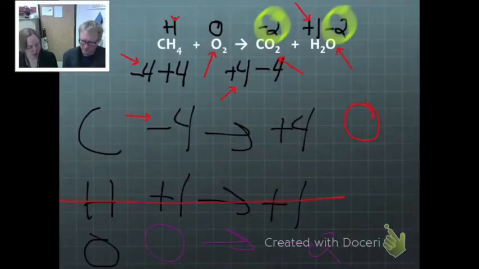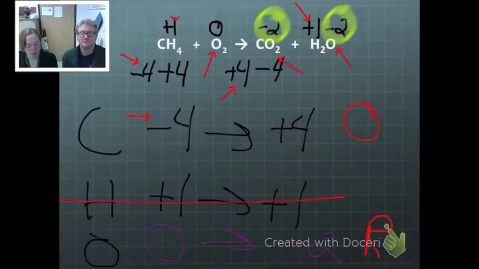So then our last one is oxygen, which went from 0 to -2. That means it went down, which means it was reduced, because the charge was reduced. My oxidation number went down. It's been reduced.